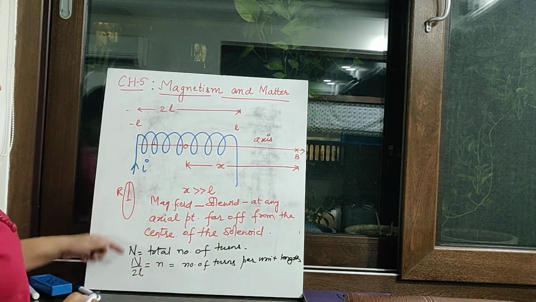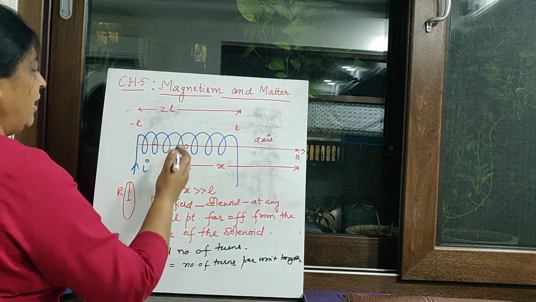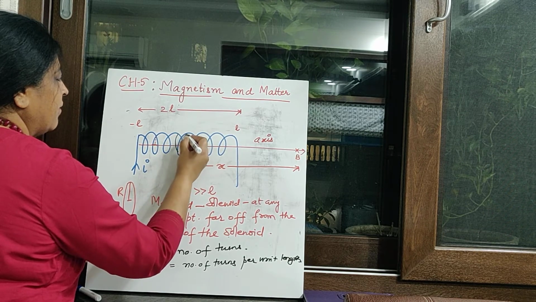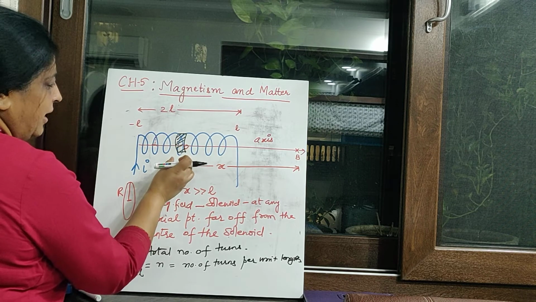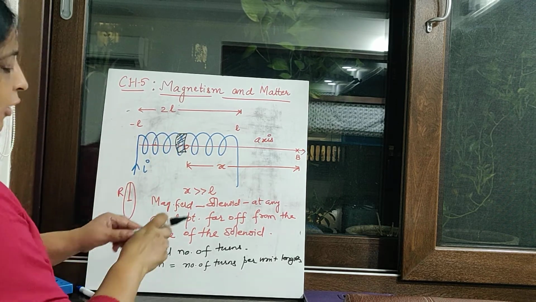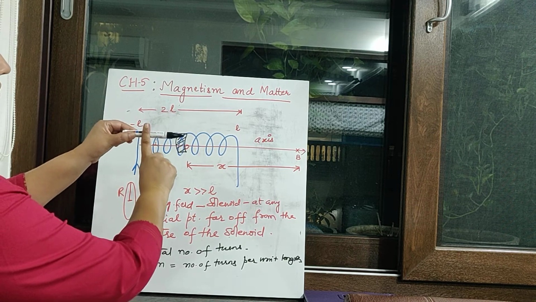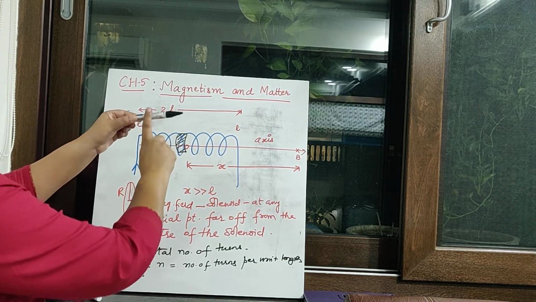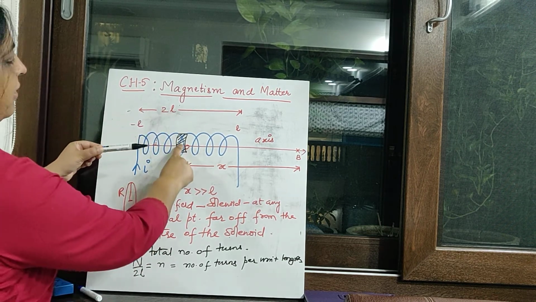Right? So this is what it is. Now in order to find out the expression, we will assume a small portion of the solenoid, right? A small strip of the solenoid. For example, this is a solenoid, so you take my finger as this portion. So one strip like this, a small portion of the solenoid we have chosen, right?